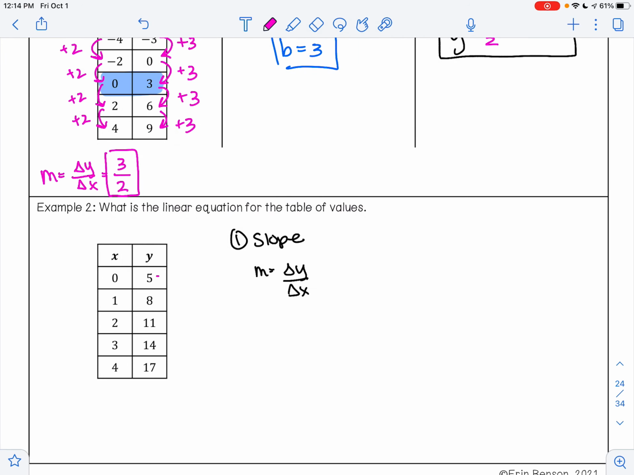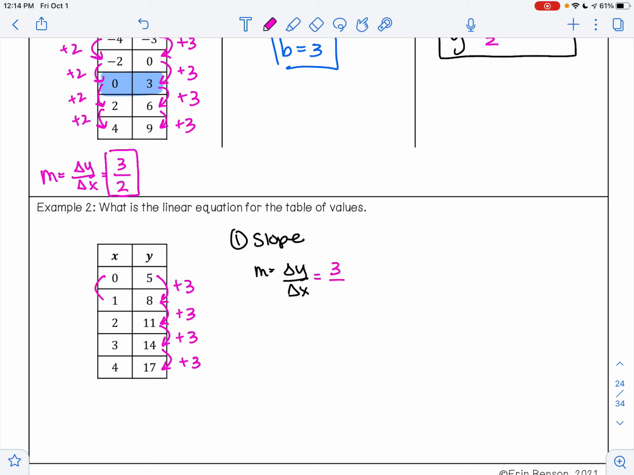To go from 5 to 8, I add 3. 8 to 11, I add 3. 11 to 14, I add 3. And 14 to 17, I add 3. So my change in y is 3.